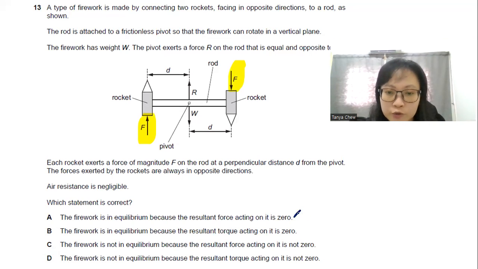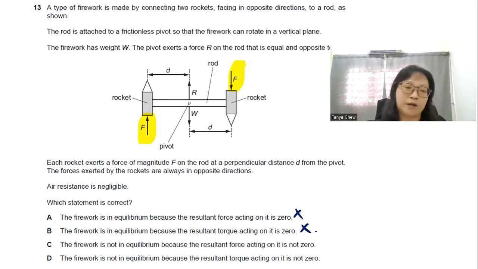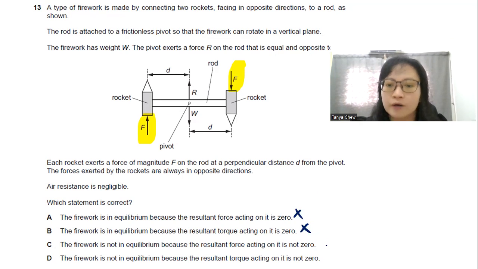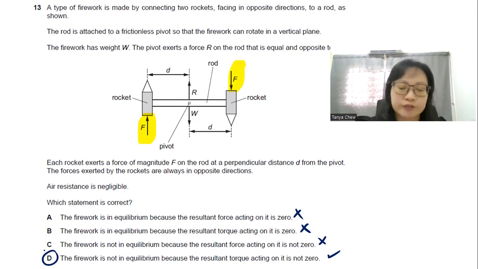So I say goodbye to A and B. They're not your answer. What about C? The firework is not in equilibrium because the resultant force acting on it is not equal to 0. Resultant force is equal to 0 because F is balanced by F, and W is balanced by R. This is also wrong. What about D? The firework is not in equilibrium because the resultant torque acting on it is not 0. That is the exact answer. The answer is D.